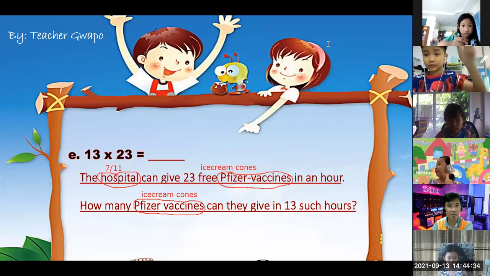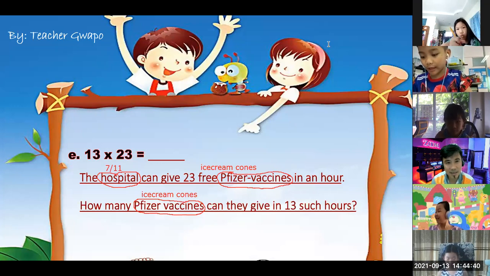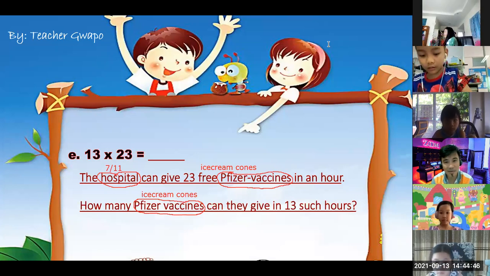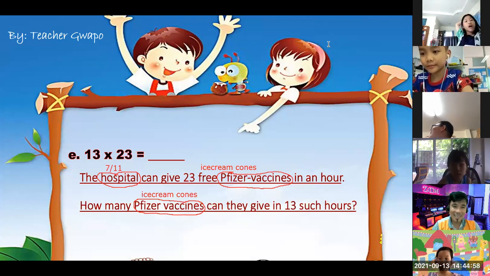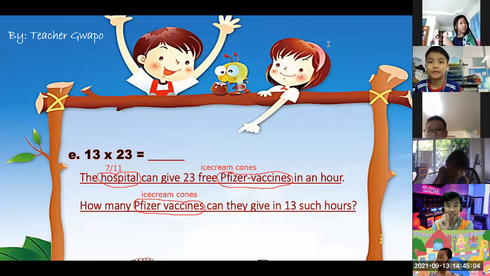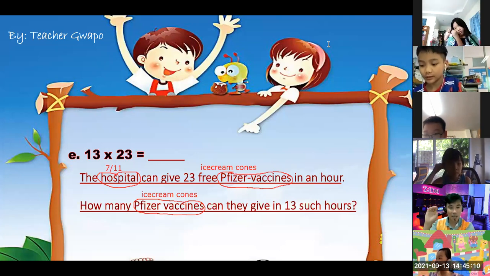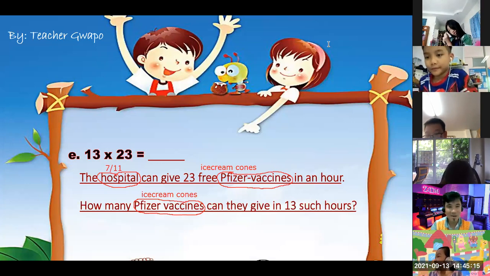Okay, from 3/3, go. The police office can give 23 police in an hour. How many police can they give in 13 such hours? Wow, very good. It's a police office, right? Your friend here says that the police office can give 23 policemen in an hour. So how many policemen can they give in 13 such hours? Very good word problem.